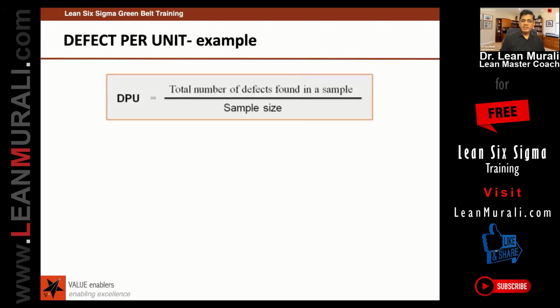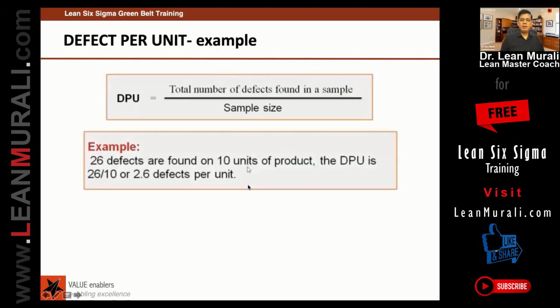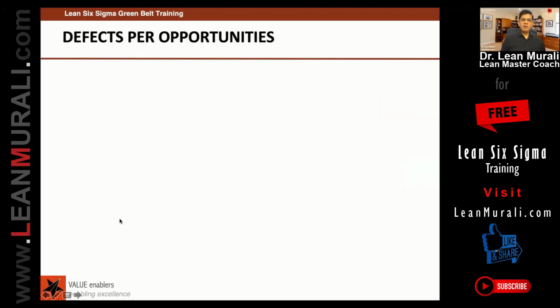Now I'll give you one more example. So we said defect per unit is the total number of defects found in a sample divided by the total sample size. Let us see. 26 defects found on 10 units of product. The defect per unit is 26 divided by 10.